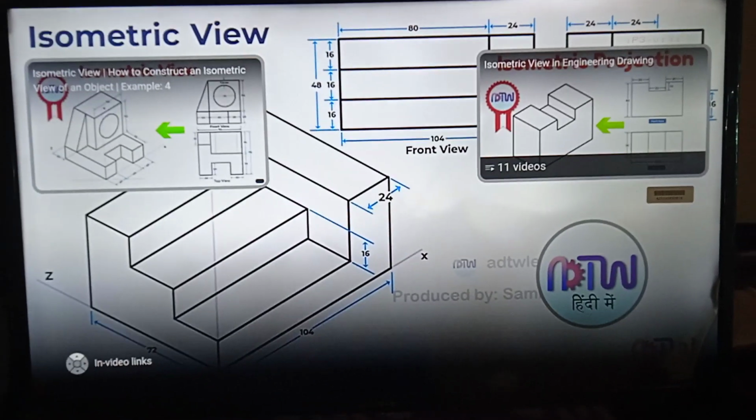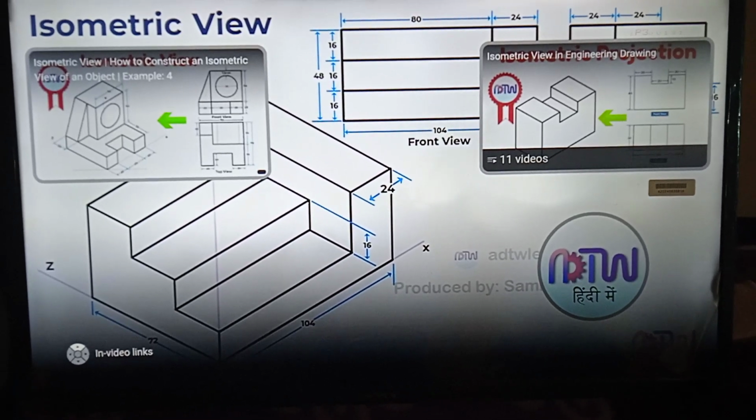I trust that this video has been instructive in demonstrating how to construct an isometric view. Okay students, समझ में आ गया होगा, बहुत easy है. Thank you.